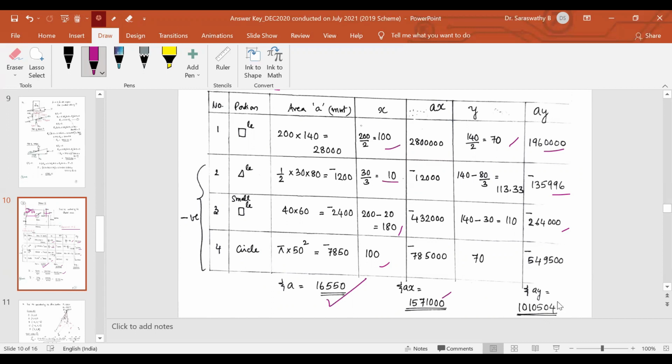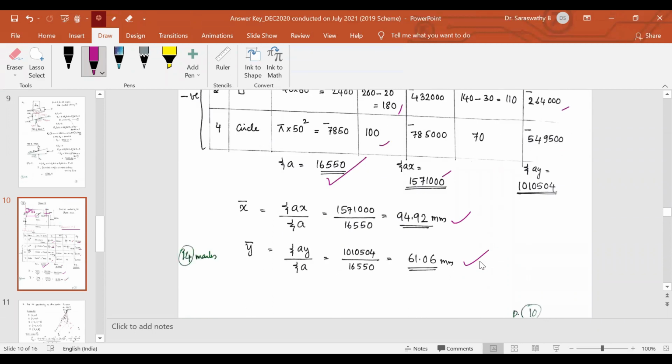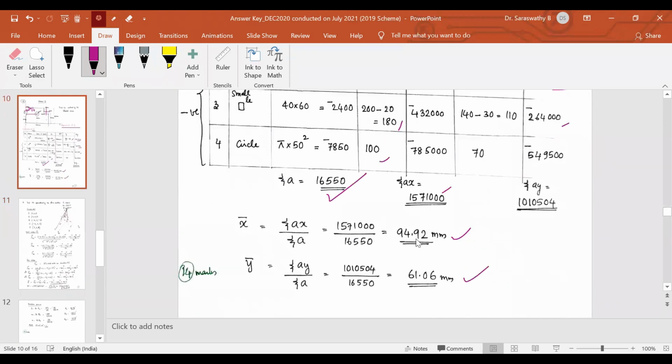Then take sigma ay. So y bar will be sigma ay by a, 61.06 mm. So the center of gravity axis is 94.92 mm from the left end and 61.06 mm from the bottommost line. Okay, this is a 14 mark question, very simple one.